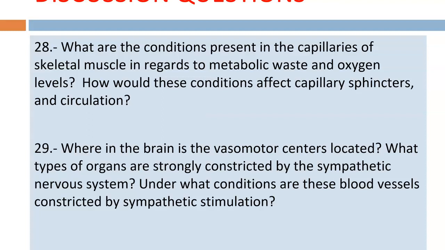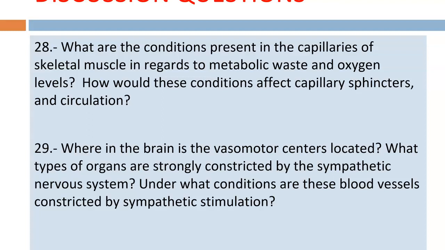So at this point, you should know the conditions present in capillaries of a skeletal muscle in regards to metabolic waste and oxygen levels. And skeletal muscle is a good example of active tissue. So that's why they mention skeletal muscle specifically. And what is the effect of these metabolic effects in active muscle on the capillary sphincters? So low oxygen, low nutrients, high waste will relax the capillary sphincters.